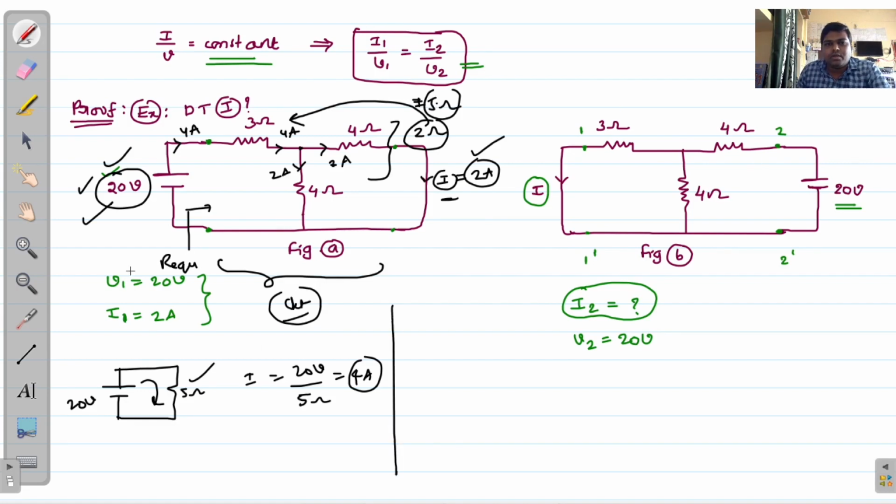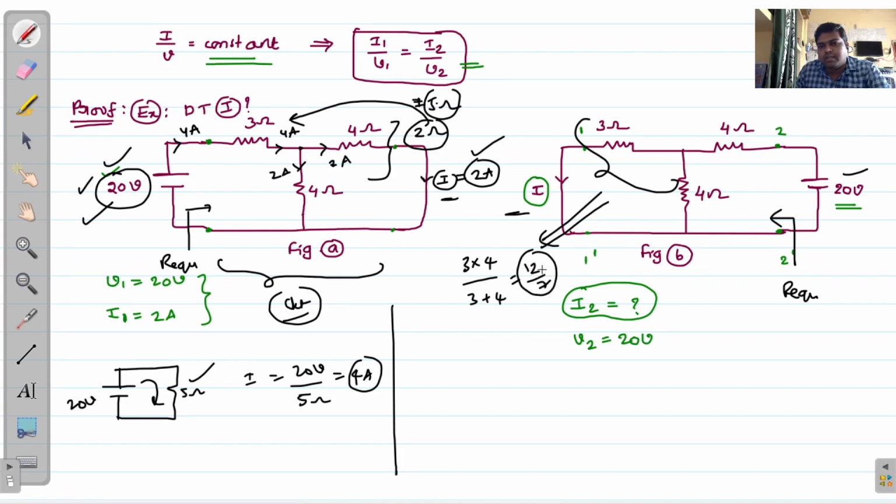In the second circuit, I have the V2 value, but I don't know the I value. So now you can calculate the R equivalent first. For this entire circuit, R equivalent equals what? This 3 ohm and 4 ohm are both in parallel, right? That means you get 3 into 4 over 3 plus 4, that means 12 by 7. This is the parallel resistance of 3 and 4 ohm. Now this is in series with 4 ohm. That means R equivalent equals 12 by 7 plus 4 ohms, and we will get 7 times 4 is 28.